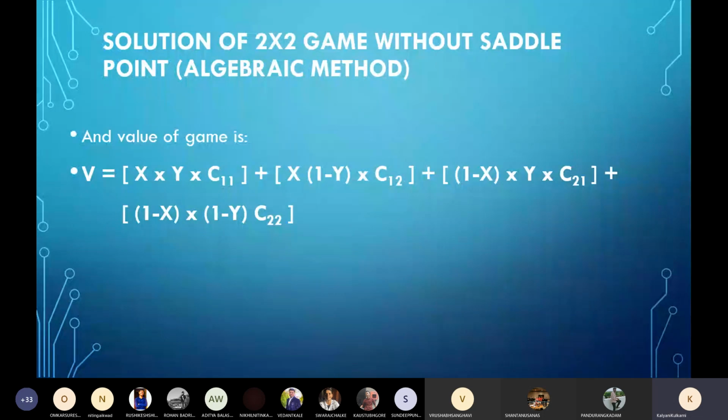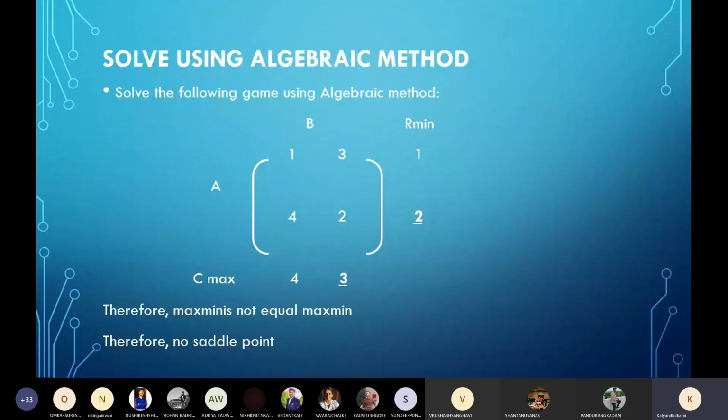Okay, have you finished writing value of game? All of you? Yes, ma'am. Now, solve the given matrix using the algebraic method. We will first see an example of the algebraic method and then we will move on to the dominance principle. So for a given 2 by 2 matrix, solve the following game using the algebraic method.